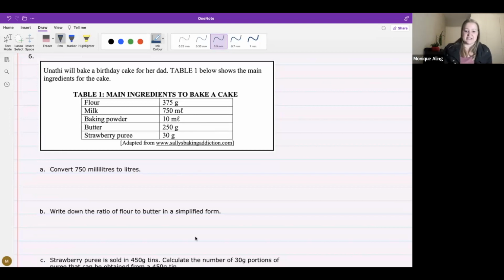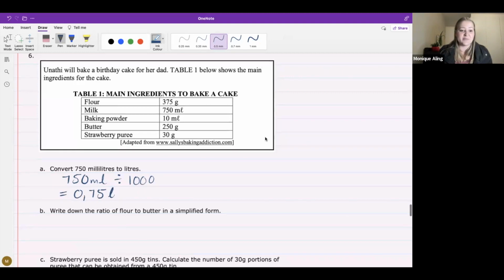750 mils to liters. What do we get? Nice, Ben. That was super fast. Well done. Fiso, nice. Ortile, great. Okay, so we're taking our 750 mils. We divide by 1,000, going from small to big. So that gives us 0.75 liters. Good stuff.